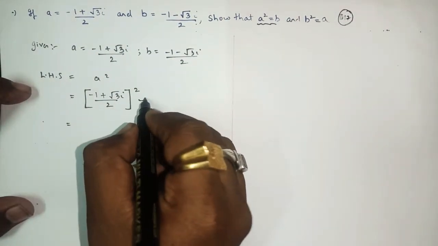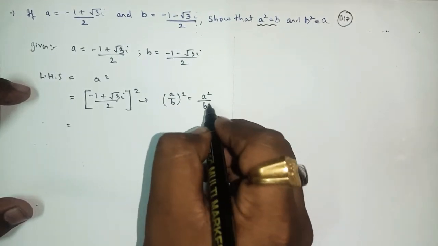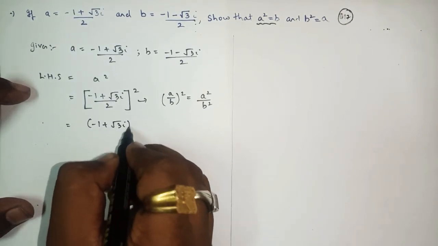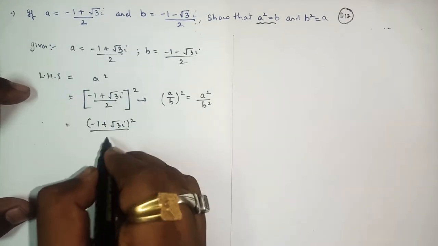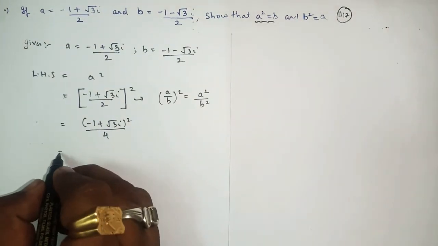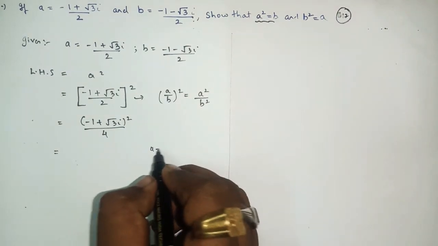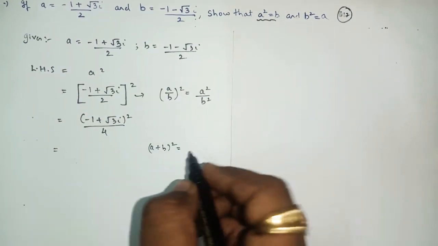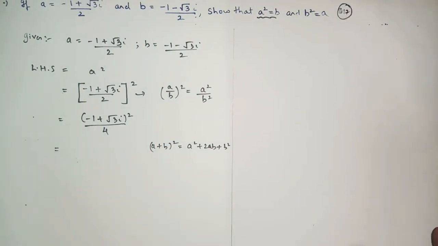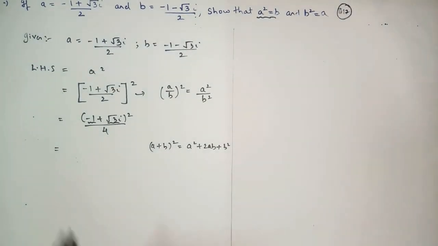As we know that this looks like (a/b) the whole square, which we can write in the next step as a square upon b square. So this we can write as (-1 + √3 i) the whole square upon 2 square, which is 4. After this, clearly we can see that this part looks like (a + b) the whole square, which we can write as a square plus 2ab plus b square. Here a is what? We'll take a as -1 and b as √3 i. So we'll apply the formula.